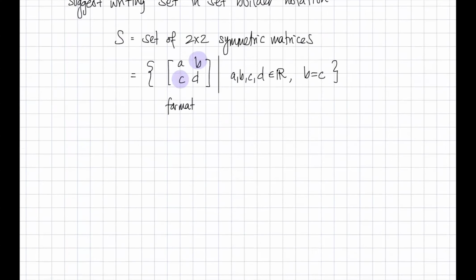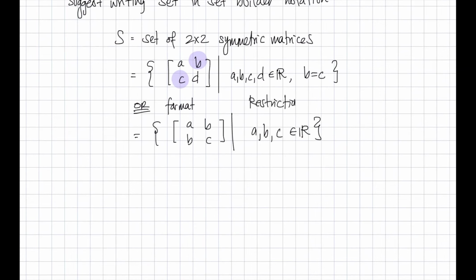So another way to write this might be something like the matrix A, B, B, C, where A, B, and C are real numbers. So we have format and restriction. This is the restriction. This is the format, or in this case, format and restriction. So now I have something to work with.